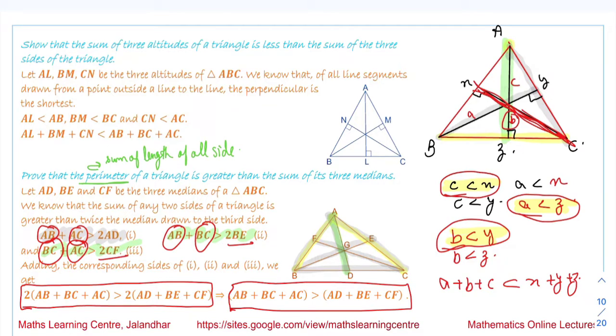So this is basically the perimeter. And AD plus BE plus CF means we are talking about the length of the medians. So we are saying that the perimeter is greater than the sum of the lengths of the medians.